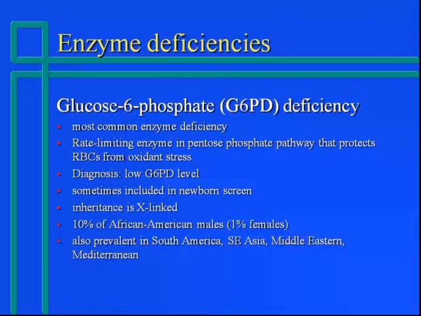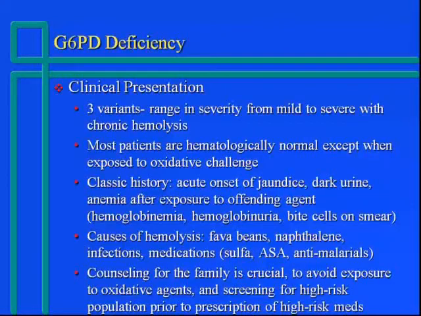Inheritance is X-linked, and this affects 10% of African American males and 1% of African American females. It's also prevalent in South Americans, in Southeast Asians, in the Middle East, and in Mediterranean. There are 3 variants of G6PD deficiency, and they range in severity from quite mild to actually severe form with chronic hemolysis. Most patients are hematologically normal most of the time, except if they're exposed to an oxidative challenge.